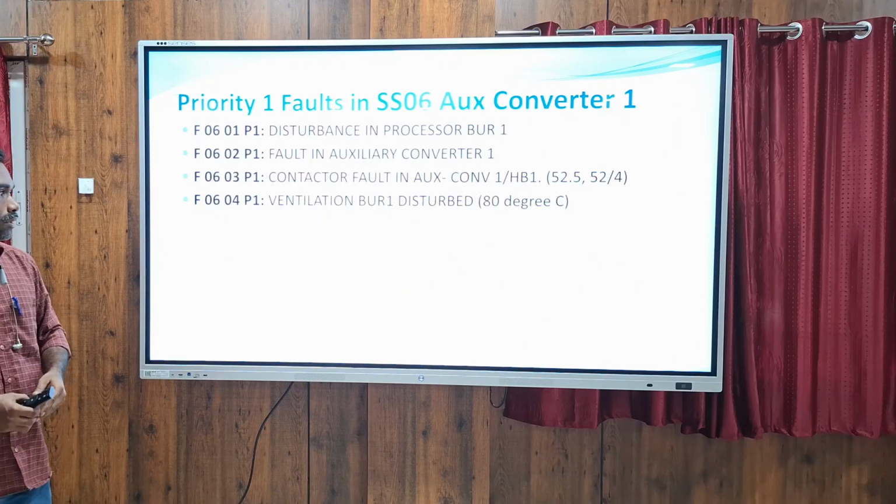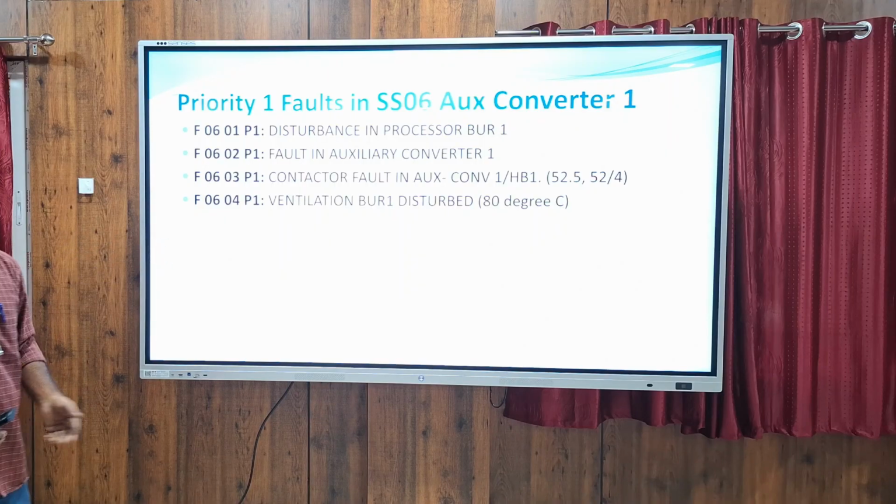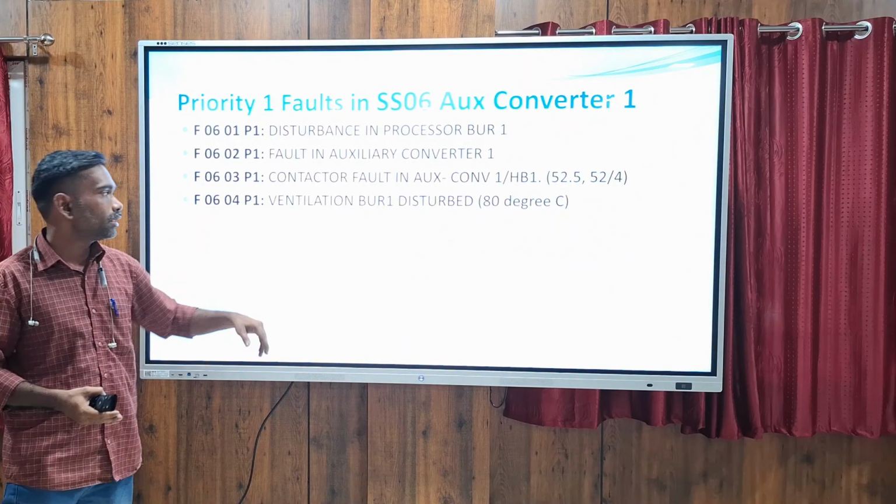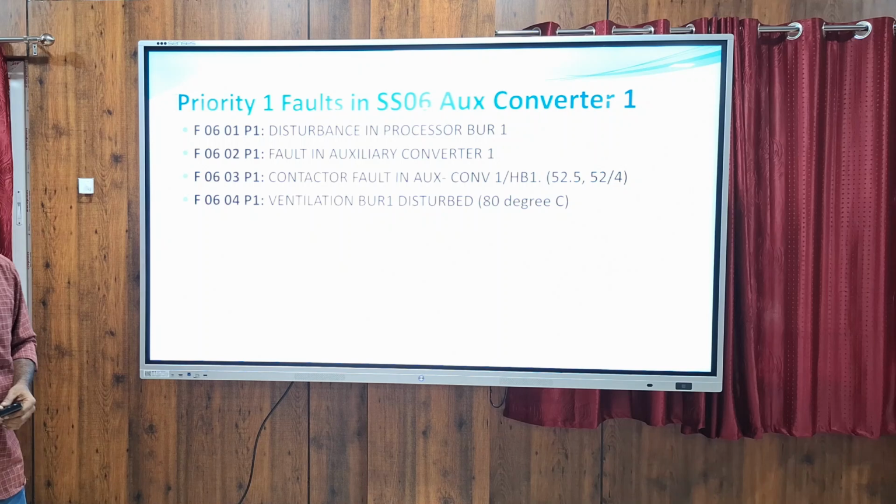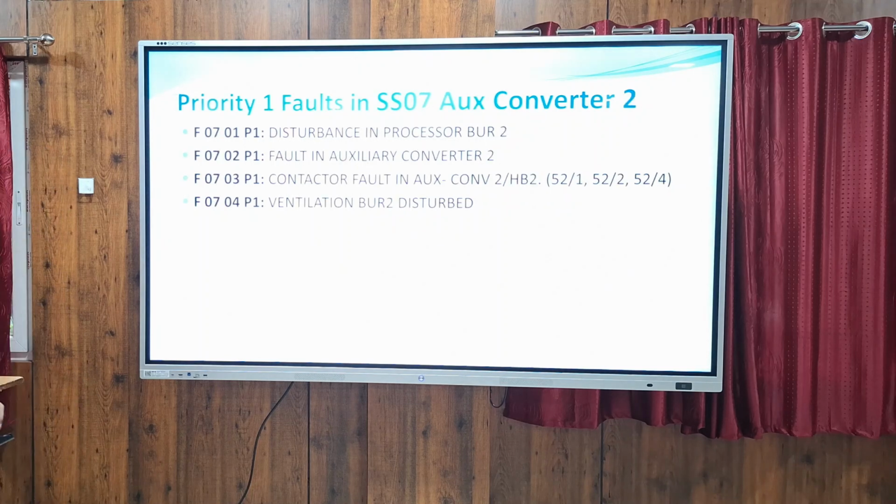Then ventilation. Similar to SR, this one is also monitoring the inside power module temperature. If it is more than 80 degrees, this fault will come. Then priority 2 fault. Priority 1 faults are similar only. Burr 1, burr 2.